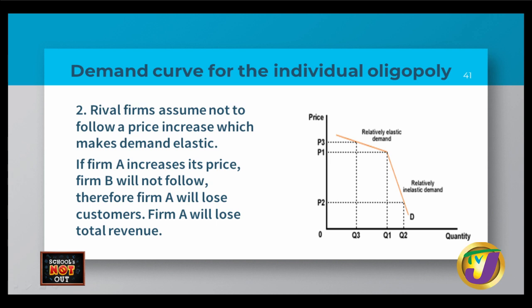Reason being, again, because of the type of product, if firm A increases their price, consumers know that firm B is offering a similar or the same product, and so they will shift their demand to firm B, and so firm A will not earn the revenue that they were seeking. Hence why you have the kink in the oligopoly curve.